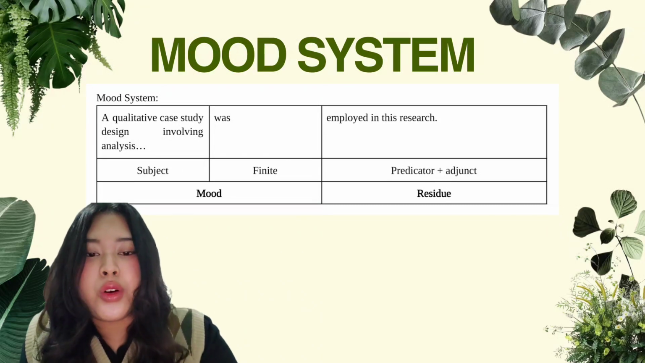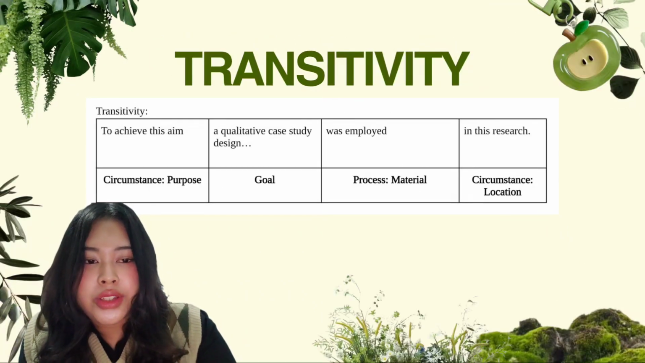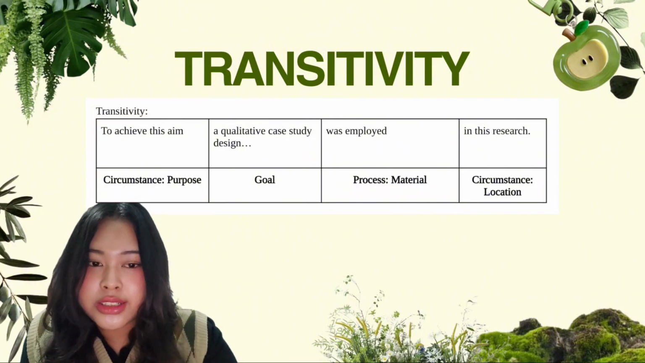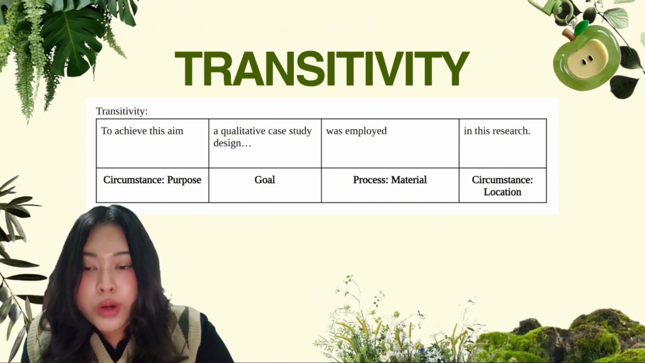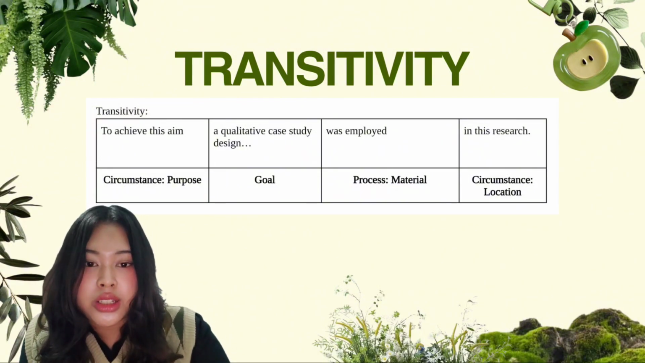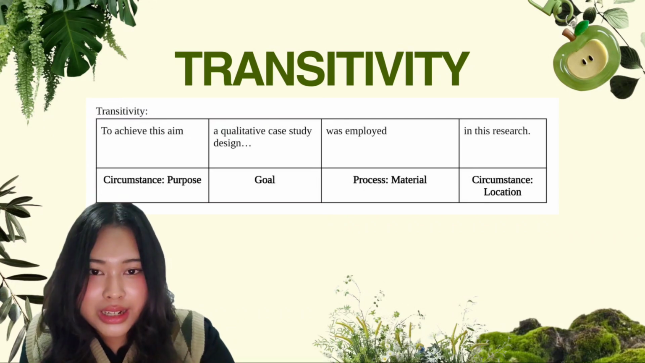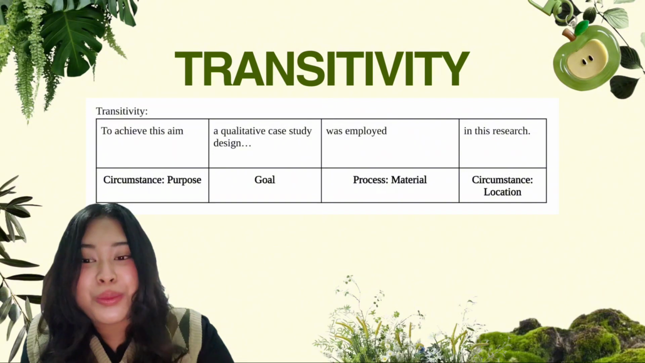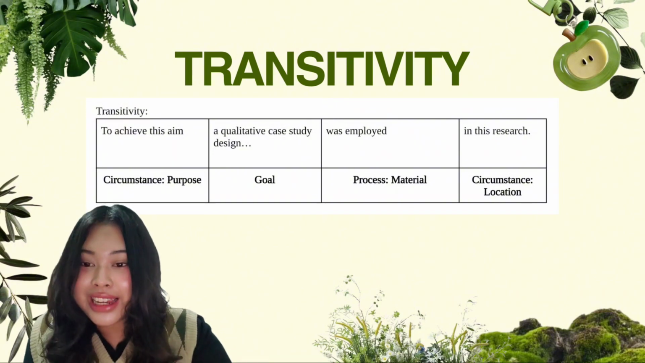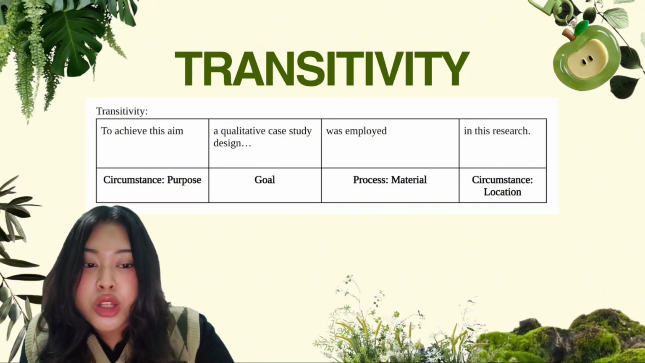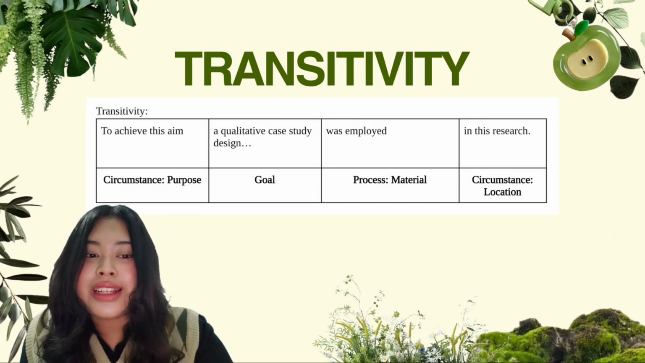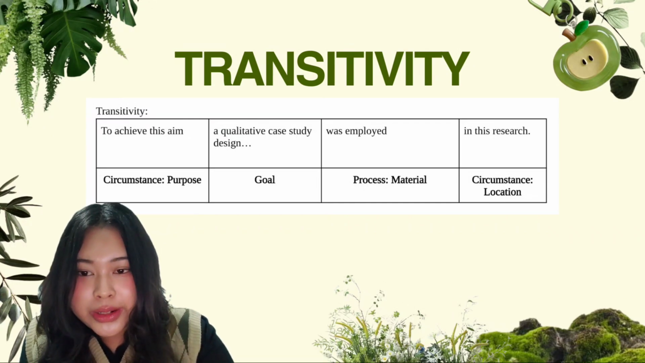And then let's look at the transitivity analysis for this sentence. This sentence is in the passive voice. The process "was employed" is a material process, but there's no actor here. We don't say who employed the design. Instead, the subject, "a qualitative case study design," is actually the goal. It is the thing that was used here.